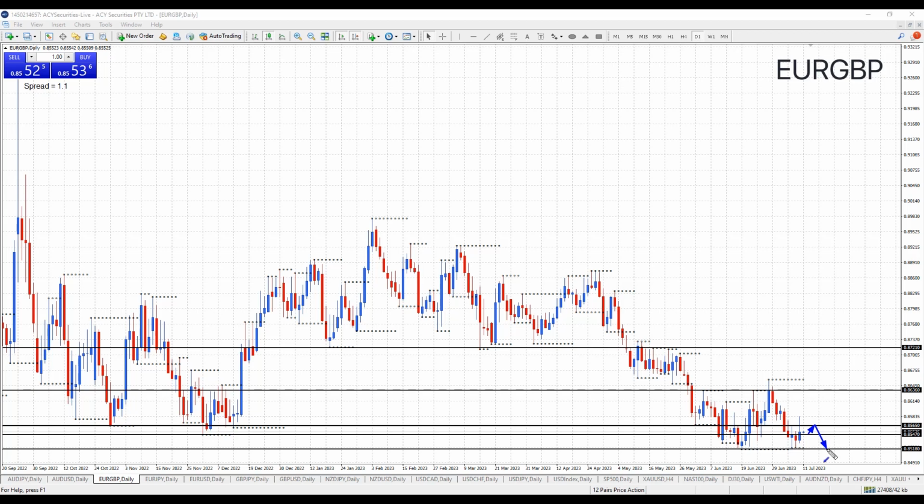Pound dollar is a lot stronger than the euro dollar at the moment, so we may well just see a grinding down of this support to test 85.18 weekly support, and maybe we can move down to test the 85.00 level this week.